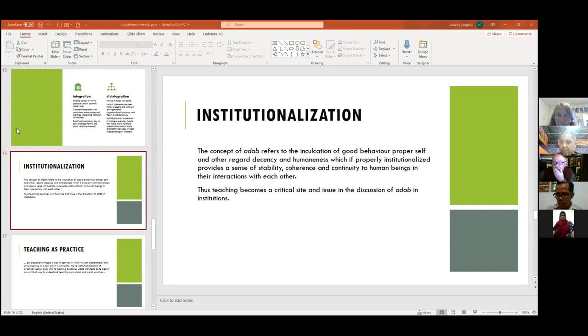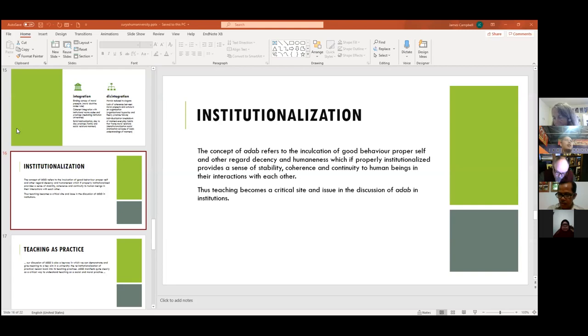The concept of adab, broadly speaking, refers to the inculcation of good behavior, proper self and other regard, decency and humaneness in our interrelationships with each other. My view is that teaching all of the practices of a university, this concept of adab, which reminds us of the spiritual dimension to being well-mannered and cultured, has a close correlation with the ancient Greek term paideia, right? That this concept is something that was very important.